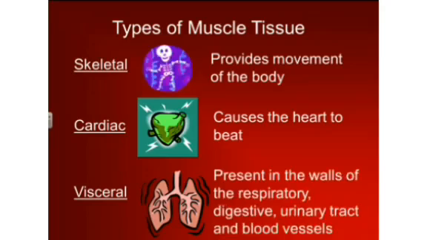And then visceral. This is present in the walls of the respiratory, digestive, and urinary tracts, and blood vessels. Viscer- refers to internal organs, and -al is pertaining to. So this is a muscle tissue that is inside your respiratory system, digestive tract, urinary tract, and blood vessels. Whenever your stomach growls because it's churning and those stomach muscles are moving, that is considered a visceral muscle type.